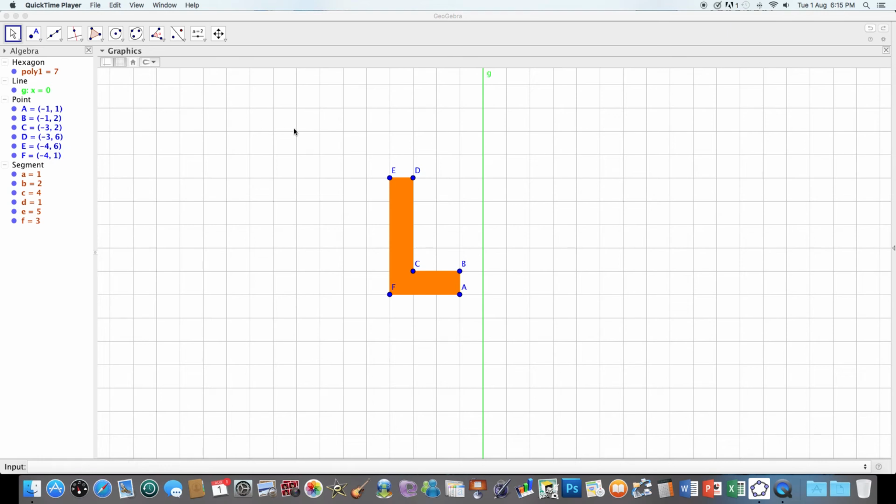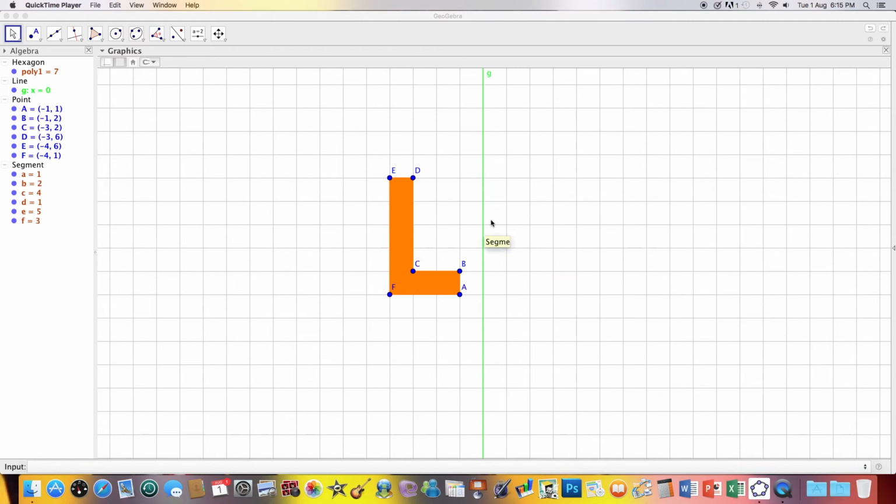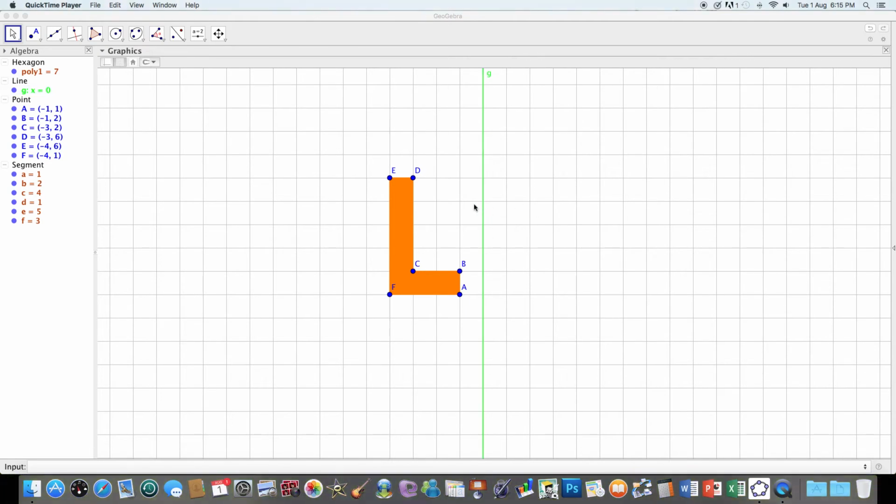We're going to look at reflections and what a reflection is. Here you can see I've got the letter L made, and I've got this green line here which is going to act as the mirror line. You've got to treat this as if you were looking through the mirror, and what would you see of yourself when you look through the mirror.